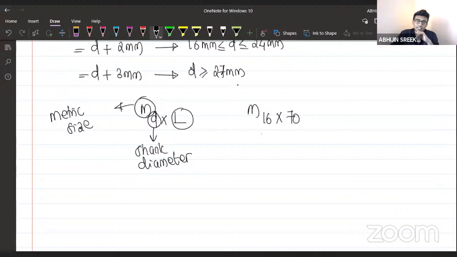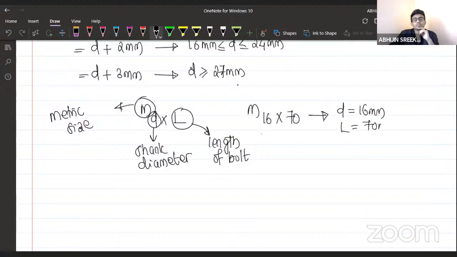What is L? Yes, L represents the length of the bolt. Here the shank diameter is, for example, 16 mm. The diameter of the bolt here is 16 mm and the length of the bolt here is 70 mm. That's the meaning of it.